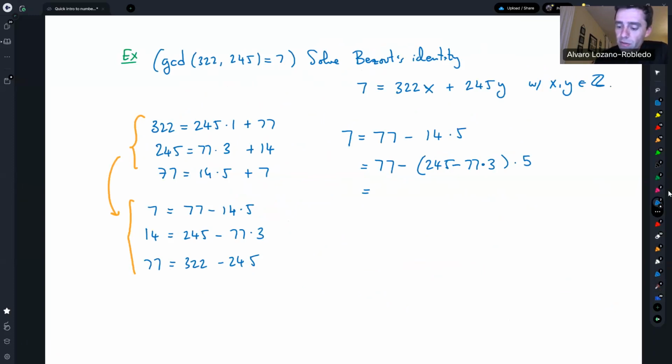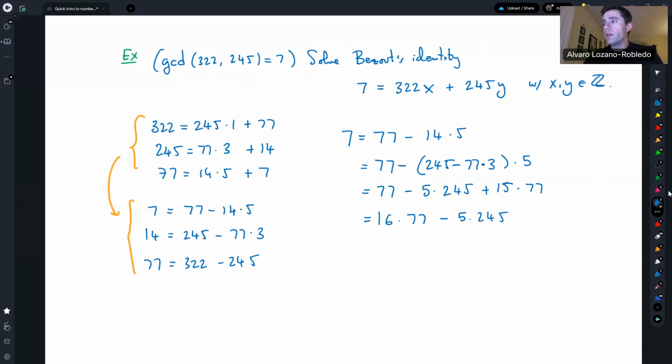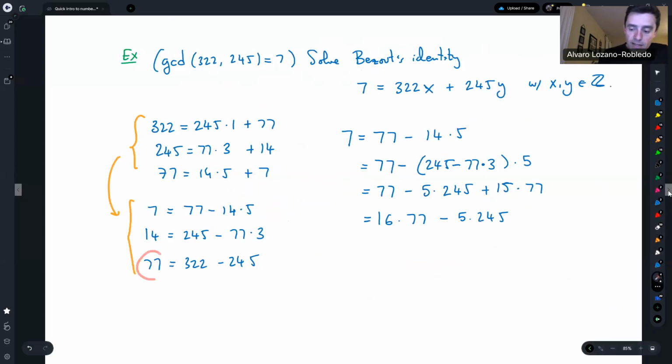Let's not rush into it. Let's expand first. 5 times 245, so we don't make a mistake. And then 15 times 77. This is with a plus. And then if we collect the 77s, I get 16 times 77 and 5 times 245. Great. And now I can substitute my 77 in terms of 322 and 245, which are the numbers I want at the end.